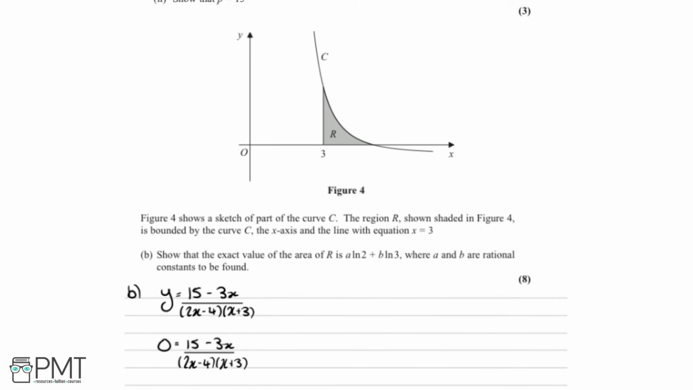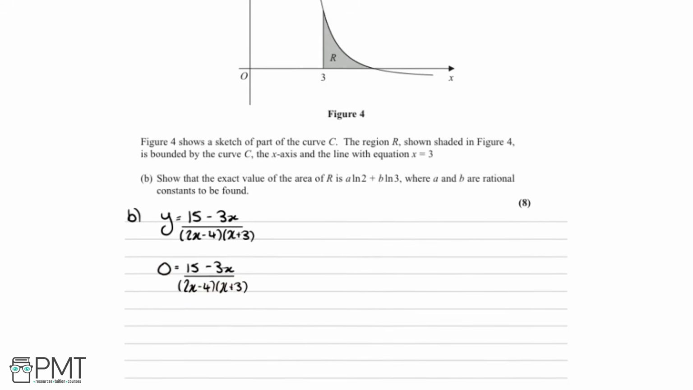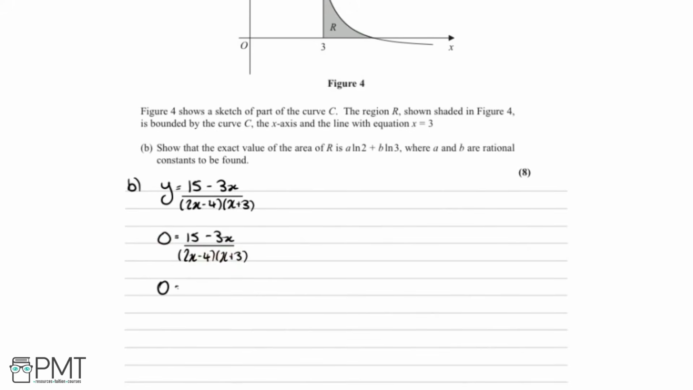And if we times both sides by the denominator, we're going to get that 0 equals 15 minus 3x. So 3x equals 15. So x equals 5. So that's great.